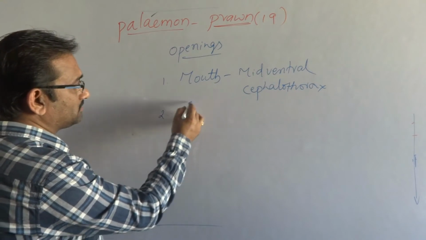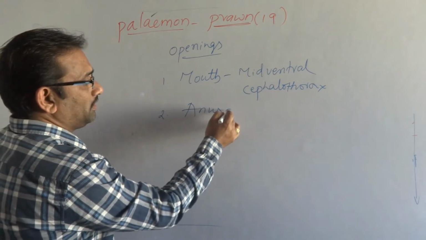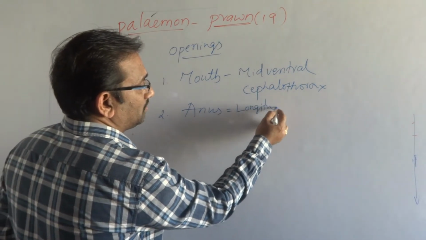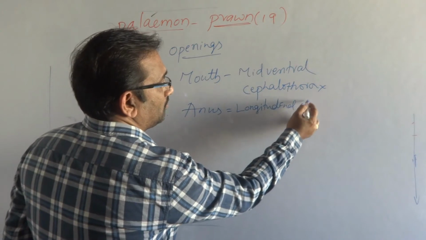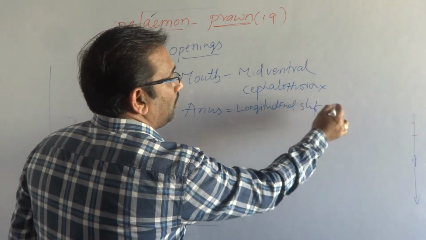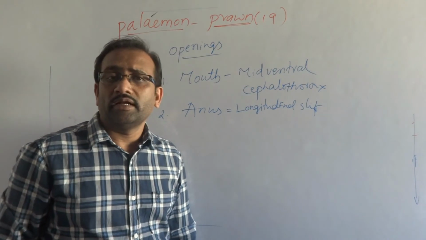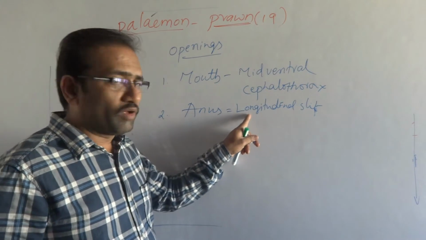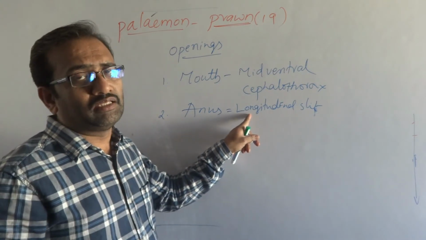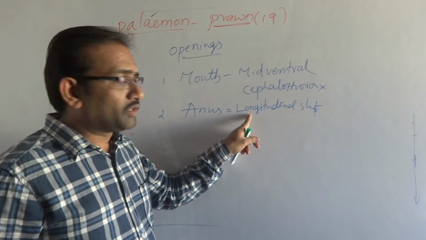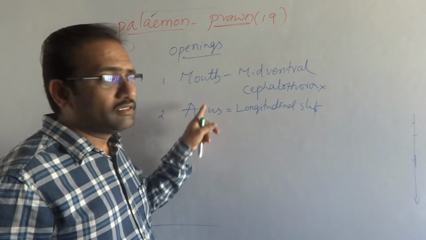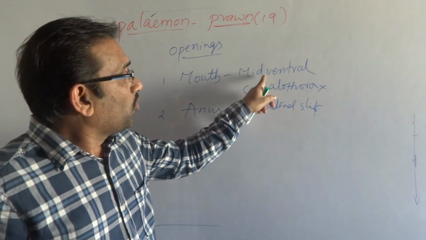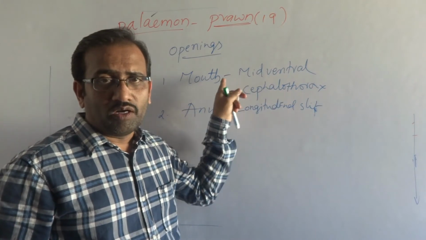Second one, anus. It is a longitudinal slit present at the posterior most part of the Palaemon. So the vertical or longitudinal slit present in the posterior most part of the Palaemon is called anus. At the anterior most part on the cephalothorax, the small mid-ventral opening is called mouth.